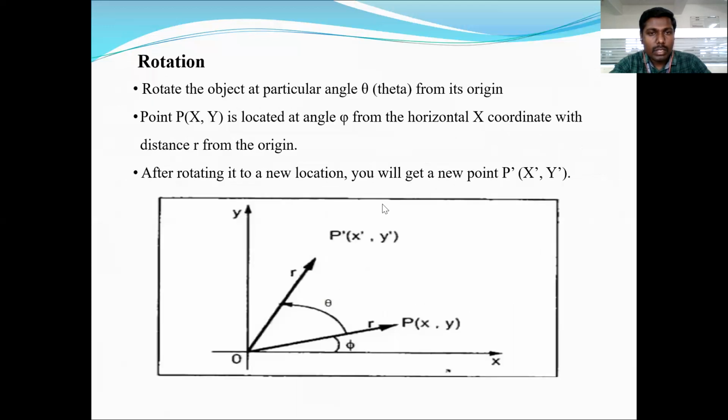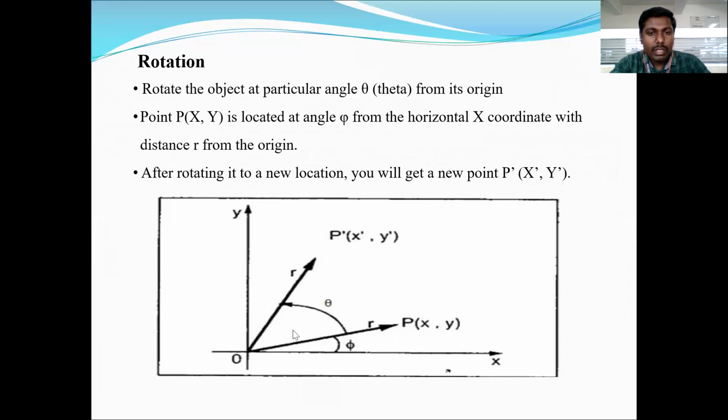Next, the next type of transformation is rotation. Generally, rotation simply means we rotate the object. So that we consider as rotation, and the same thing we are going to do here: rotate the object at a particular angle theta from its origin.